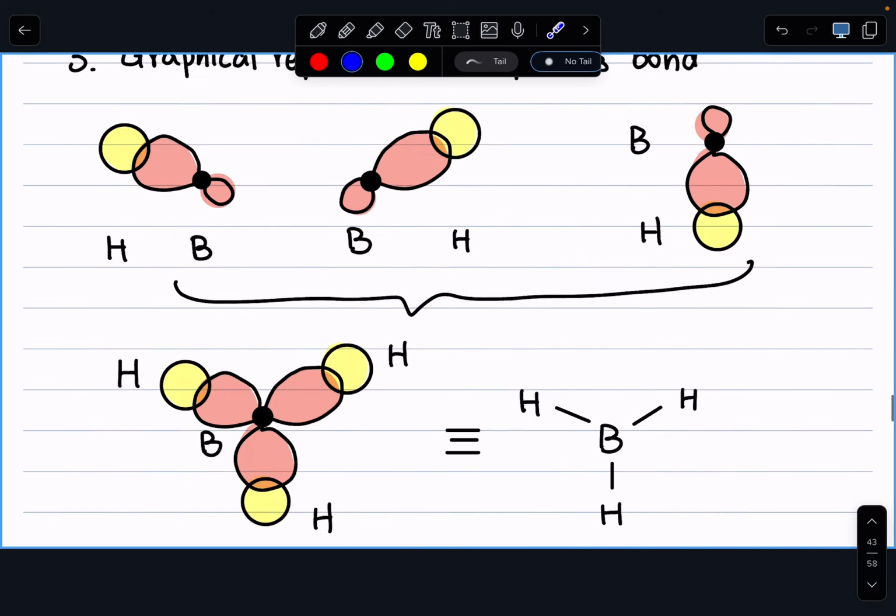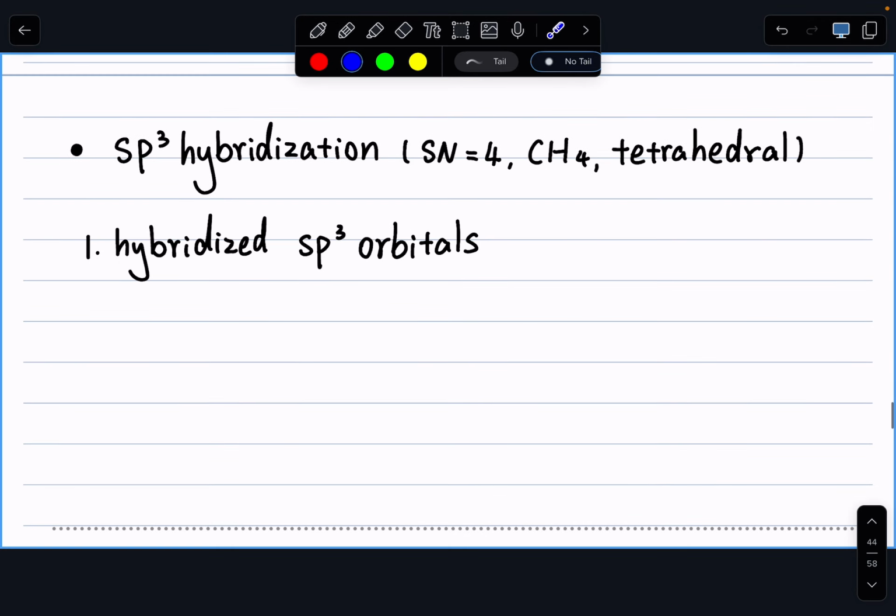All right, and then obviously we have our sp3 hybridization. So that's for our carbon center, the one that we see very often. The steric number equals 4. So we want to mix my s orbital with all the p atomic orbitals to become sp3 orbitals.